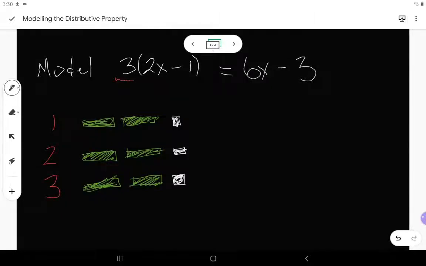Oh well, I hope you guys understand how the distributive property works here by using the models. Next video, I'm going to show you a really fast, easy way to do it without using any drawings.